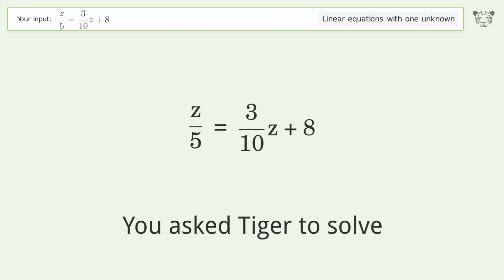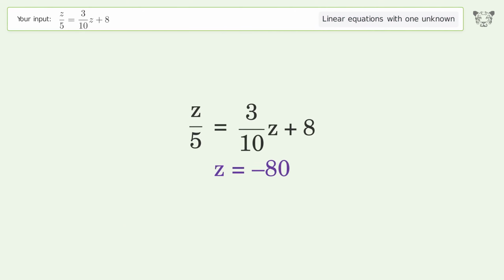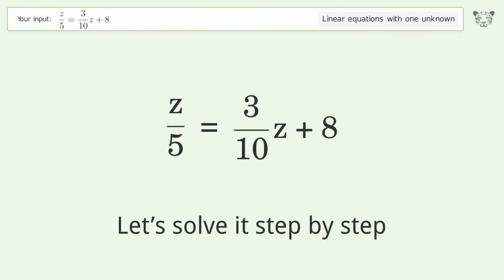You ask Tiger to solve. This deals with linear equations with one unknown. The final result is z equals -80. Let's solve it step by step.